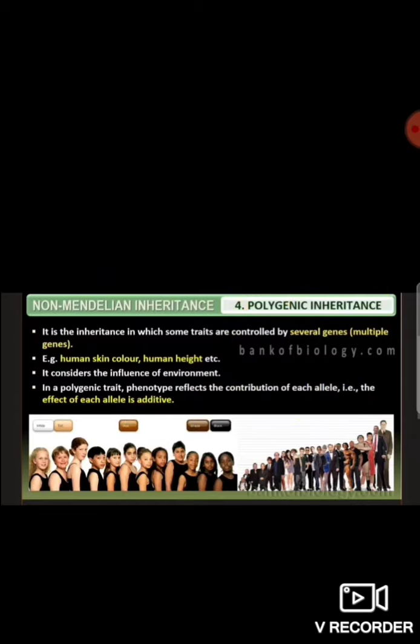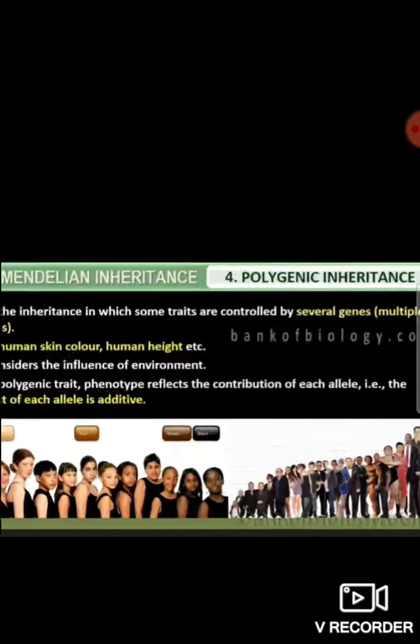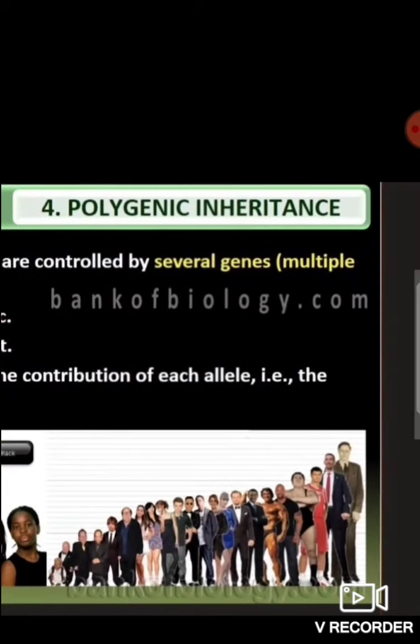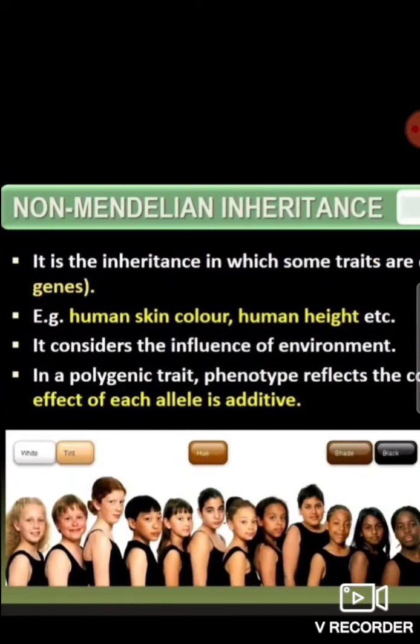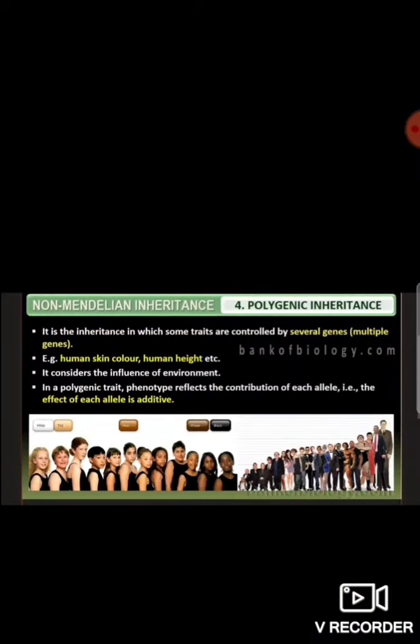But we can observe many variations in height. Okay, so in human height, even you can see many variations. So here also in skin color, you can see many variations. This is because there are many genes which contribute to the production of the one character.